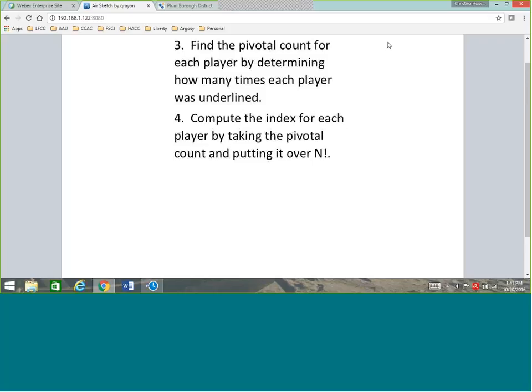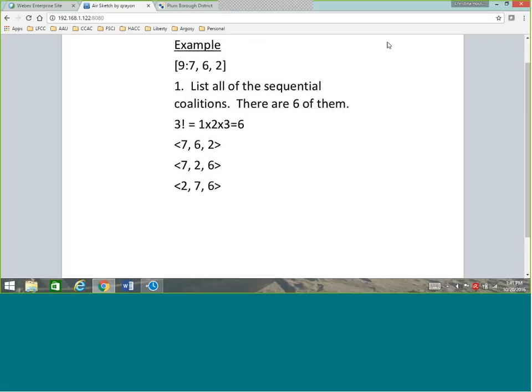They probably won't go much higher than that because then you get into a lot of sequential coalitions. Okay, so let's do one with 3 players so that n factorial is only 6. 1 times 2 times 3 is 6. So these are the sequential coalitions. You take the 3 players and write them in the 6 different ways, rearranging the numbers. So those are all of the sequential coalitions for this example.